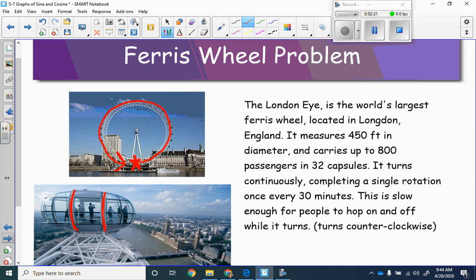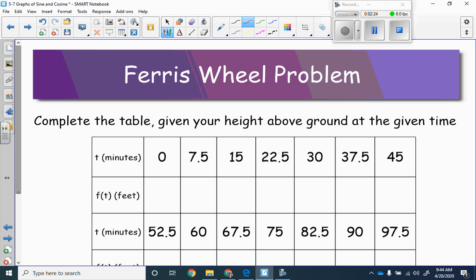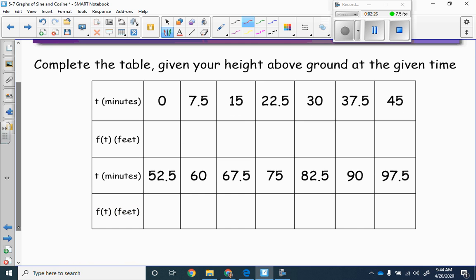So the first thing that I'm going to have you do on the piece of paper that you have, you'll notice that there's a table. You are trying to complete the table, given your height above the ground at a given time. So we know that we are going to start this Ferris wheel at ground level. So at 0 minutes, you are going to be 0 feet above the ground. So what I'd like you to try and do here is, based off of the information that you know about the London Eye, go ahead and pause the video and see if you can fill out the table.